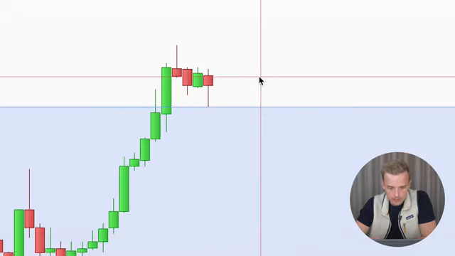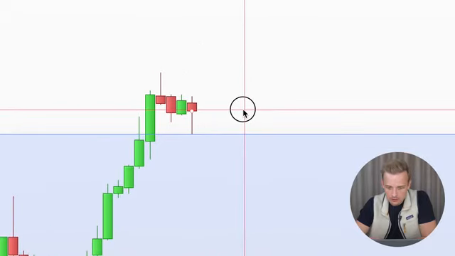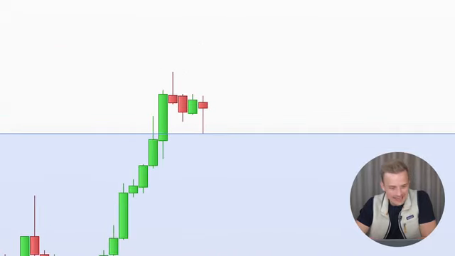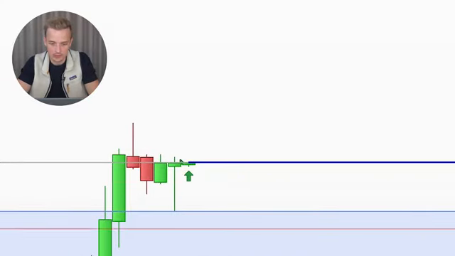So here, look, we have something that might turn into a hammer. The wick exactly touches this level. So if the candle closes like this, then we will enter immediately at the candle close. Okay, so there it's closed. It's definitely a hammer, so I will enter a long position.